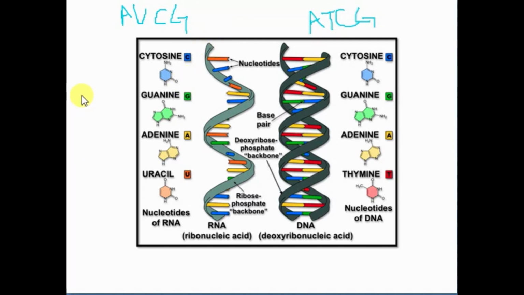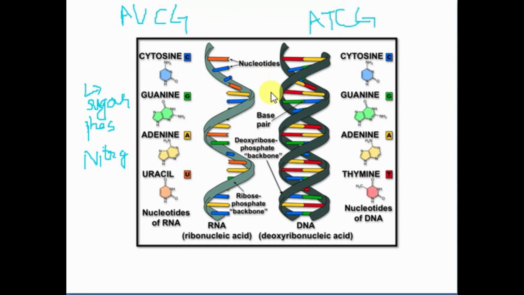And a nucleotide consists of three parts. The first part is the sugar, here a pentose sugar. Then the second part is the phosphate chain, and then we have the nitrogenous base. So these are the three parts of a nucleotide.